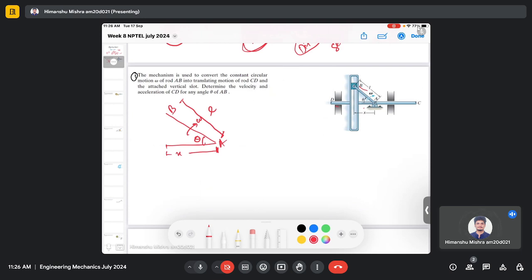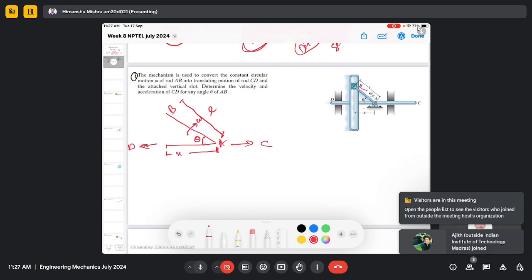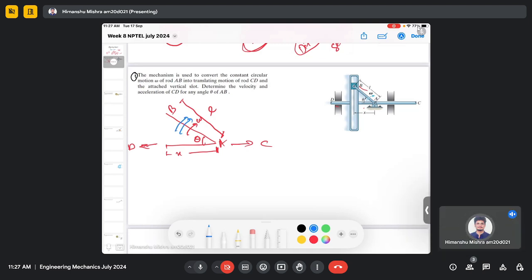Okay, so we can see that it actually produces a motion in the horizontal direction. It is moving along a length CD. So this is my CD, and you can see that as this rod AB is rotating, it produces the horizontal motion of CD, right?